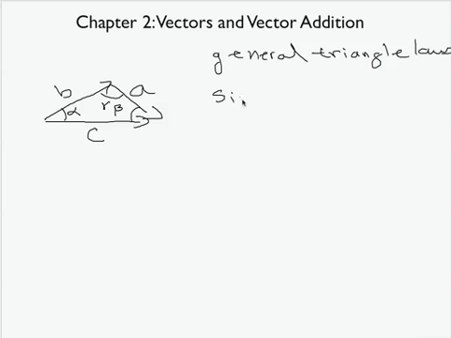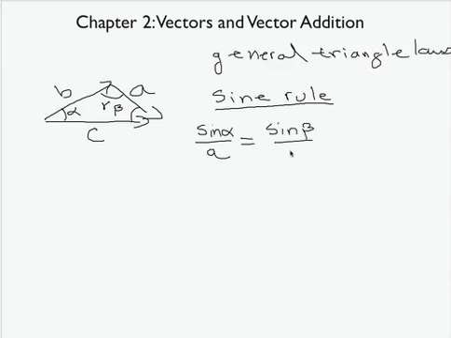One of them is the sine rule, which says that the sine of an angle alpha divided by its opposite side are all equal. So sine alpha divided by length A is equal to sine beta divided by length B, which is also equal to sine gamma divided by length C. All these are interchangeable: sine alpha over A equals sine gamma over C, sine beta over B equals sine alpha over A, and so on.